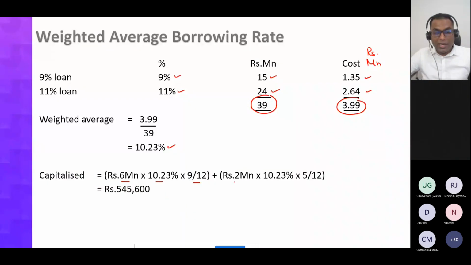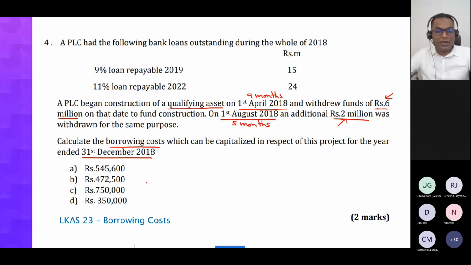Then for the remaining 2 million, which you invested on 1st August, again 2 million into the weighted average rate of 10.23% multiplied by how many months? 5 months, 1st August to 31st of December, 5 upon 12. So once you work it out, 6 million into 10.23% into 9 upon 12, plus 2 million into 10.23% into 5 upon 12, the answer that you get is 545,600. So this is the answer. If you look at your answers, the answer to the question is answer A.